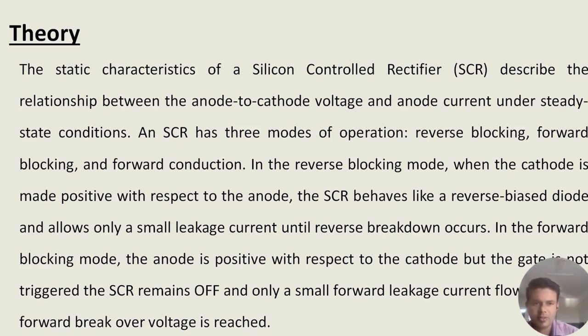Theory: the static characteristics of a silicon control rectifier describe the relationship between the anode to cathode voltage and anode current under steady state conditions. An SCR has three modes of operation: reverse blocking, forward blocking, and forward conduction mode. In the reverse blocking mode, when the cathode is made positive with respect to the anode, the SCR behaves like a reverse biased diode and allows only a small leakage current until the reverse breakdown occurs. In the forward blocking mode, the anode is positive with respect to the cathode.